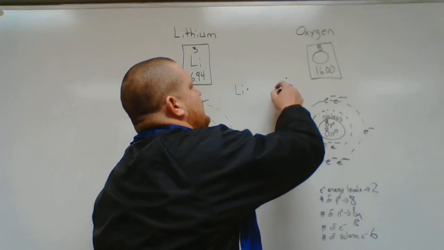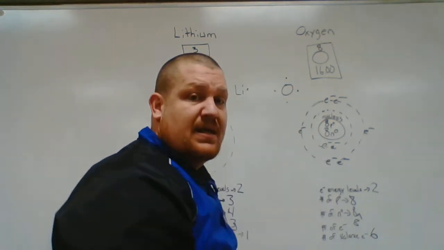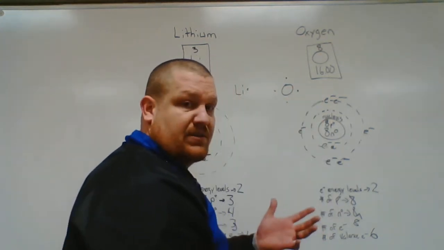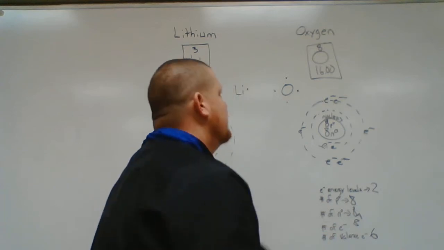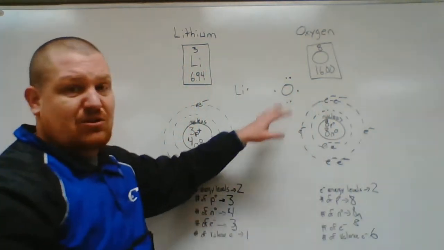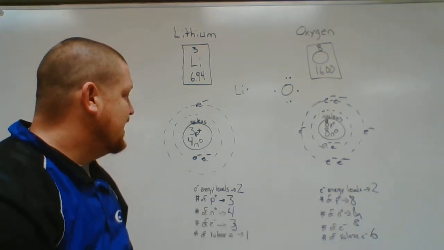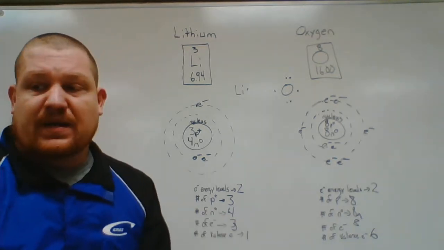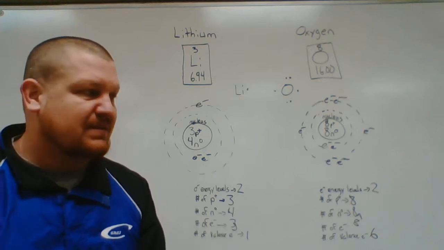You start by filling up the empty shells or empty subshells, I guess. Then you start pairing. So this is the Lewis dot structure of these. Now we make this an ion, right? They all want to be like the noble gases.